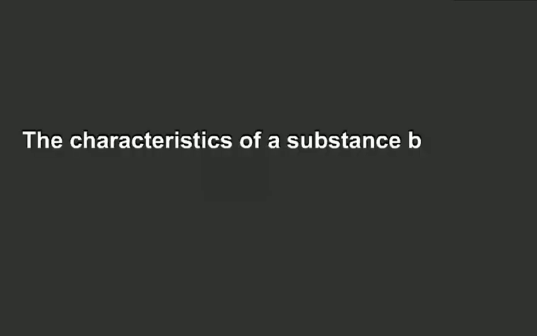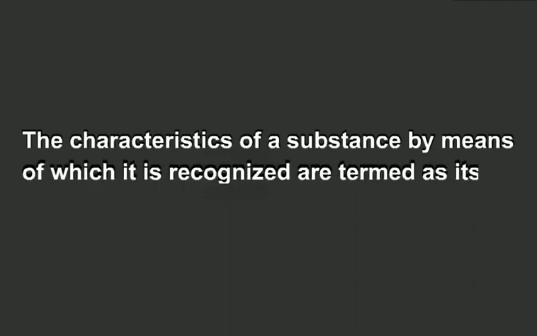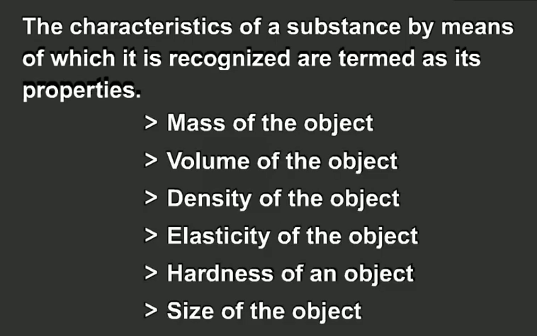Students, the characteristics of a substance by means of which it is recognized are termed as its properties. The various properties of substances which help us in the identification of the things around us are given below. They are, namely, the mass of the object, the volume of the object, the density of the object, elasticity of object, hardness of an object, and size of the object.